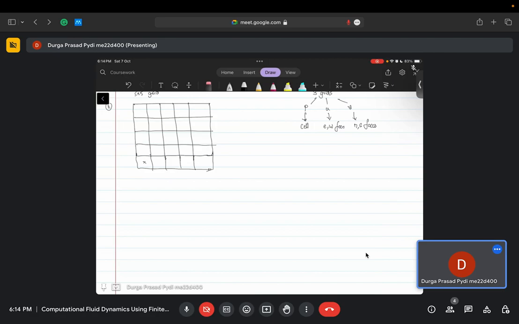So my cell numbering, say I am starting from here. So this is my 1, 1, 2, 1. This is my I direction and this is my J direction. So any grid is I, J. I will vary from 1 to nx, and J is varying from 1 to ny. This is for the pressure grid.